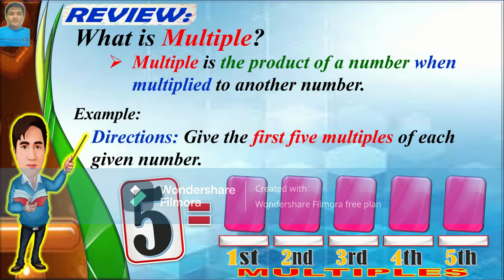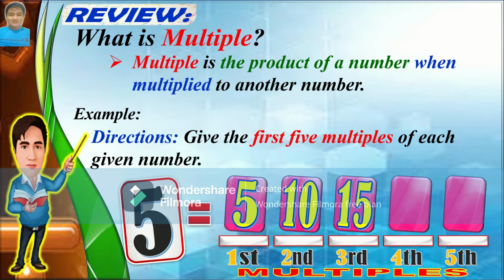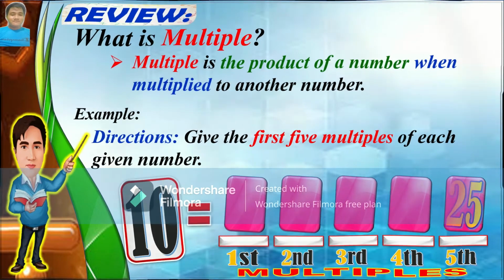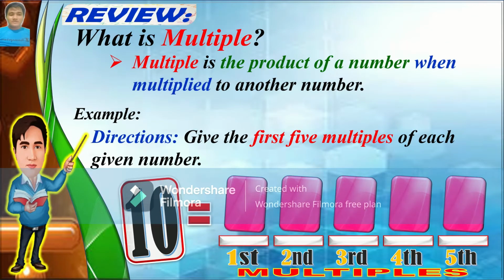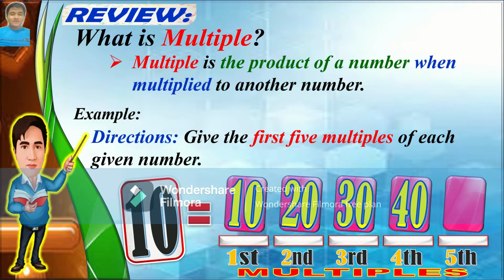Next, what are the first 5 multiples of 5? That's right, the first 5 multiples of 5 are 5, 10, 15, okay, 20, and 25. What about this one? What are the first 5 multiples of 10? That's right, the first 5 multiples of 10 are 10, okay, 20, 30, 40, and 50.